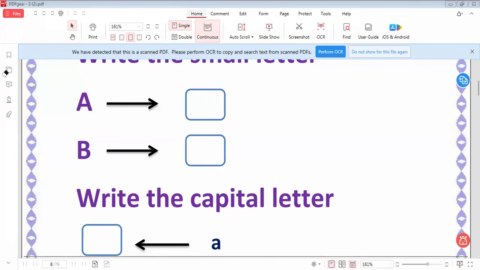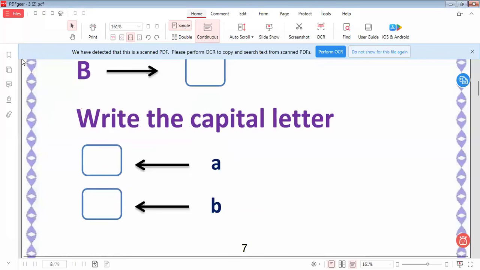Let's write the capital letter of this letter. Here we have capital A. This is called capital A, and this is small a, and this is capital B and small b. Let's continue the rest of the exercise.